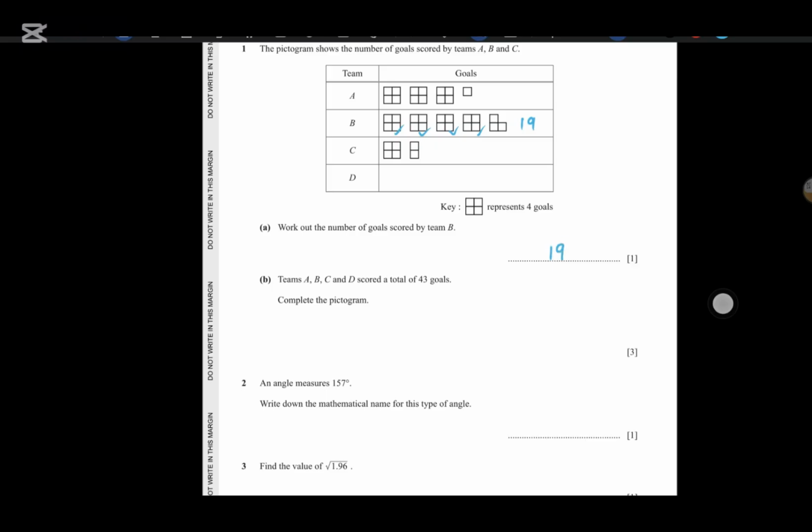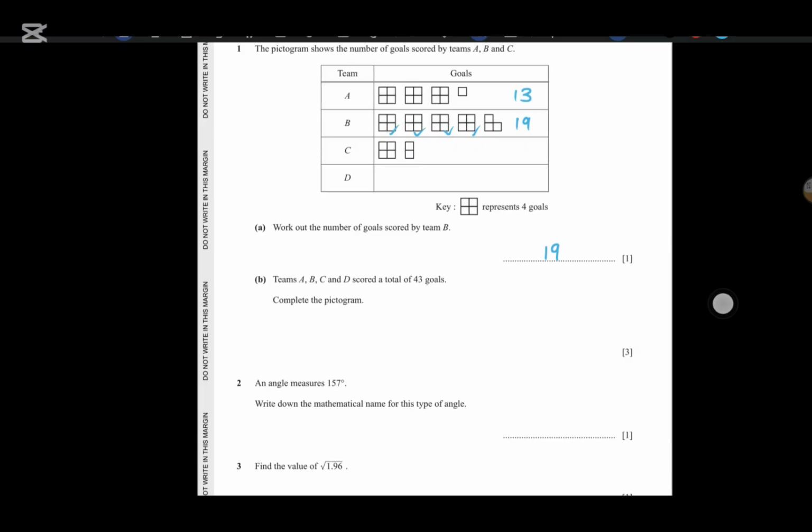Teams A, B, C and D scored a total of 43 goals. Complete the pictogram. So we need to complete the pictogram by drawing the squares here. We have to find out how many goals team D scored. First we'll count all the goals scored by A, B and C in total. For team A, I am counting 3 fours are 12 plus 1, 13. And team C it is 4 plus 2, 6.